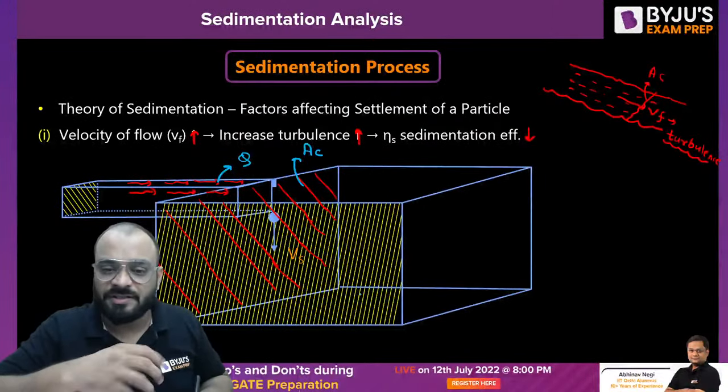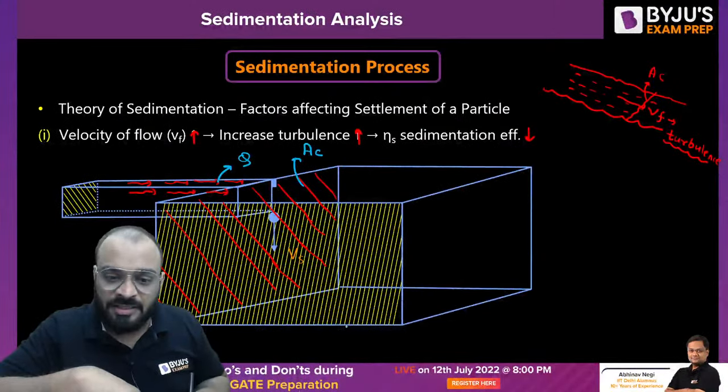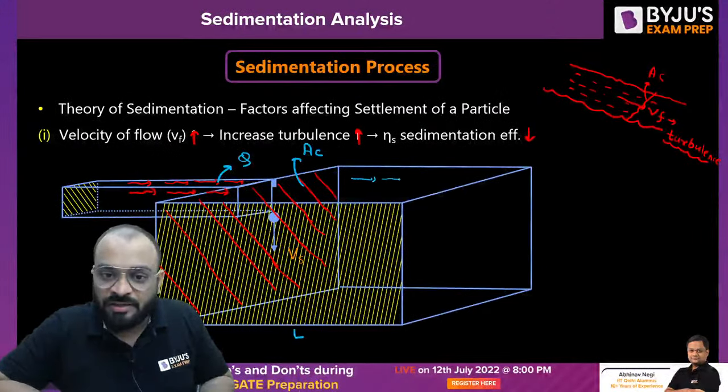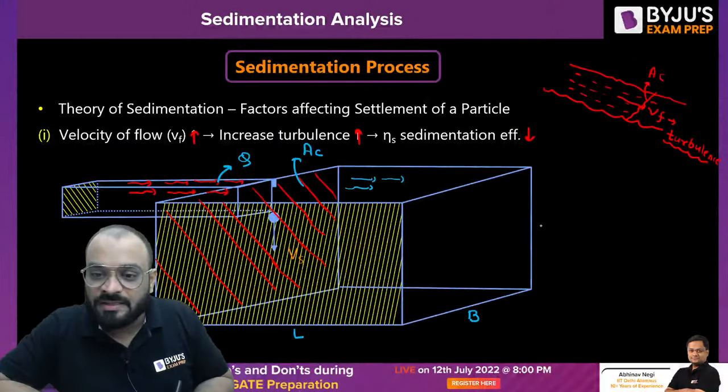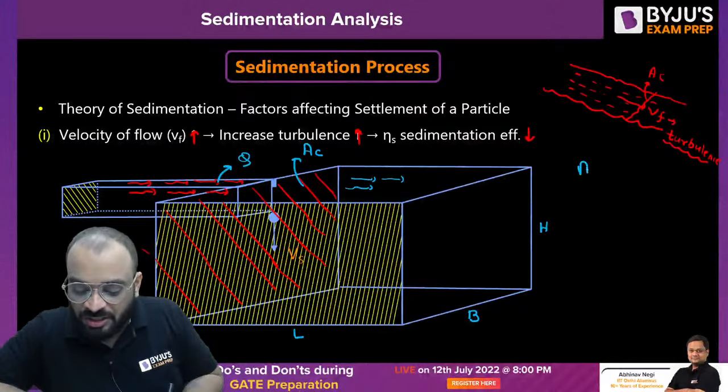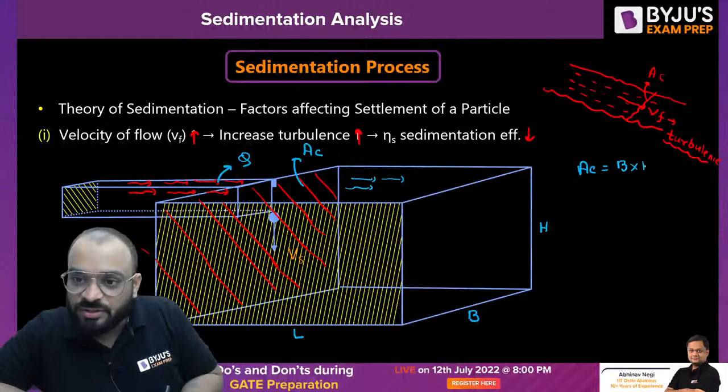Now what is this area, sir? Let me explain. This is your length of the tank along which the flow will occur. That means the flow is going to be like this. This is the width of the tank, and this is the height of the tank. Now you can see here, the cross-section area is basically B into H.